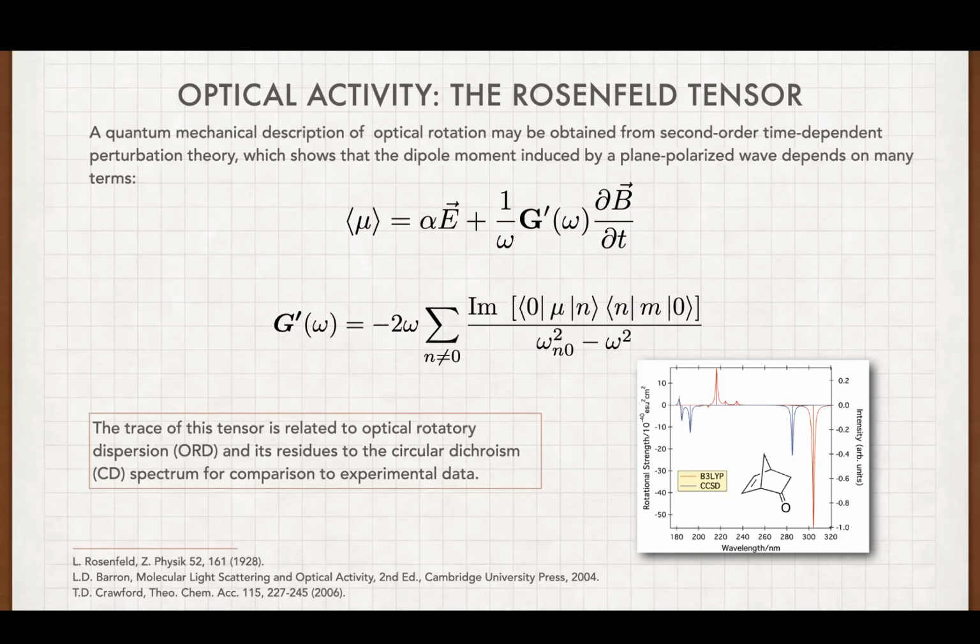And if you have a chiral compound and appropriate polarized fields, then you have additional terms that look like polarizabilities, but instead of multiplying the electric field alone, they multiply the time derivative of the magnetic field. And that particular tensor, this G prime tensor, is the Rosenfeld tensor. It is a central quantity to all of these chiroptical spectra. It's certainly not the only quantity, but it's a key term that you must get right.